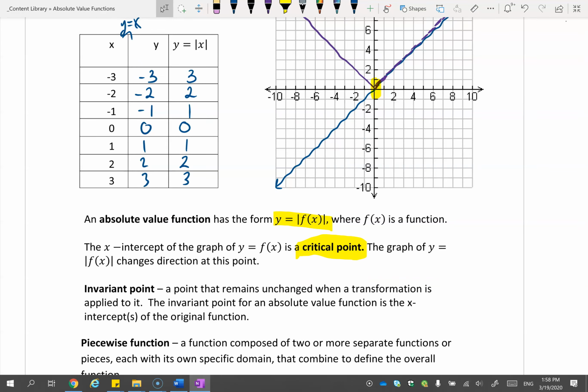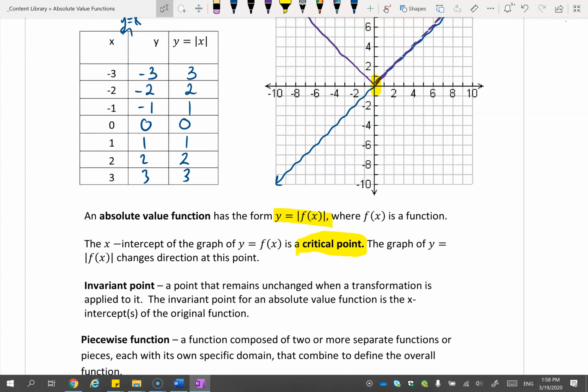An invariant point is a point that remains unchanged when a transformation is applied to it. The invariant point of an absolute value function is the x-intercept of the original function.